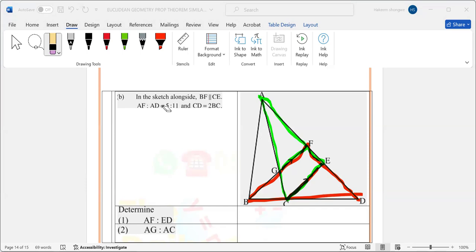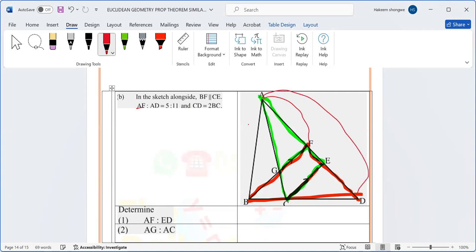And then we start from the known and go to the unknown. What are you given here? You are given AF to AD. AF is 5R. AD is 11R. And the other thing that you can also get is FD. You can get FD in terms of R.